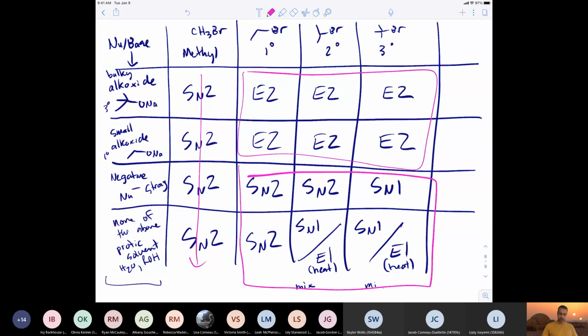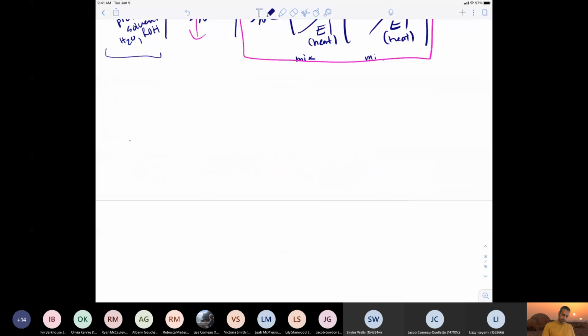So let's apply this. We've got a couple minutes. Let's use this alkyl halide, and we're going to treat it with these conditions, and we're going to heat it. What's going to happen here? Well, first of all, we need to look at our alkyl halide and decide if it's primary, secondary, tertiary, or methyl.